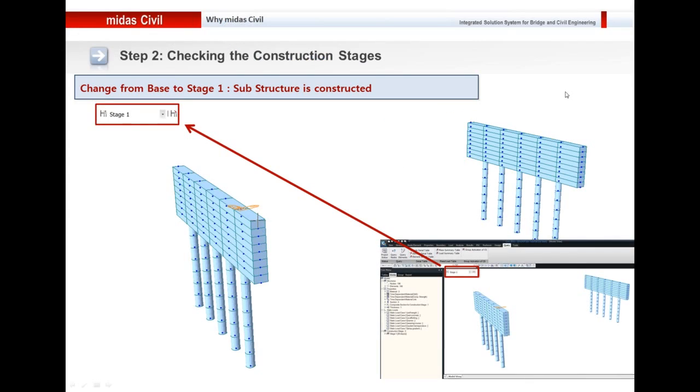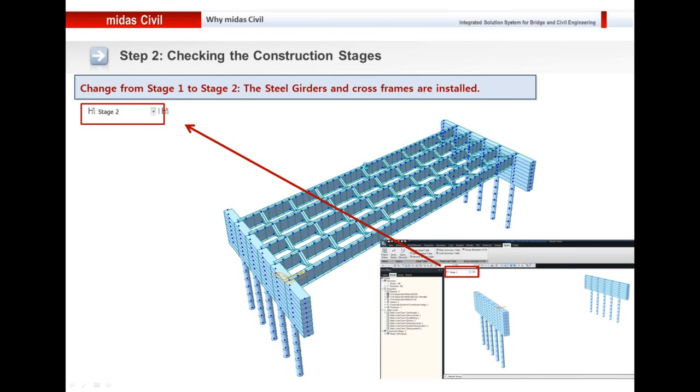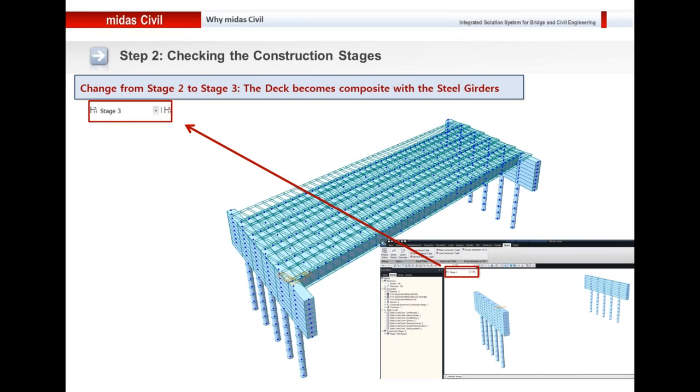For those who are following me with the tutorial, they can also obtain how the construction stages can be changed in Midas Civil, and this is the tutorial that I have prepared for you. Here I have shown you how you can change the construction stages. So change stage 1 to stage 2 and stage 3 to see how the stages are modeled.